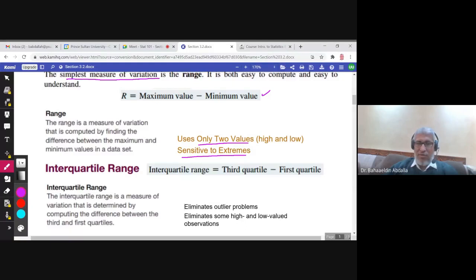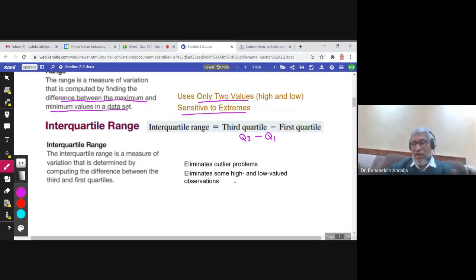So the range is a measure of variation computed by finding the difference between the maximum and minimum values in the data set. While the interquartile range, if you remember, is Q3 minus Q1, the third quartile minus the first quartile. We eliminate 25% of the data to the right of Q3, the high values, and we eliminate 25% to the left of Q1, the low values. When you eliminate these high and low observations, you eliminate the outliers. You get rid of the outlier problem.